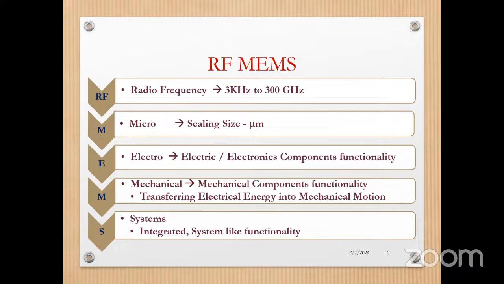Now, with MEMS technology applied for radio frequency applications, we call this MEMS technology RF MEMS technology. RF stands for radio frequency, and the frequency ranges from 3 kilohertz to 300 gigahertz. So you can imagine the wavelength of a device that is going to operate at 300 gigahertz. It will be in micron scales by default. You know that frequency is inversely proportional to wavelength. So as frequency increases, wavelength is going to decrease.